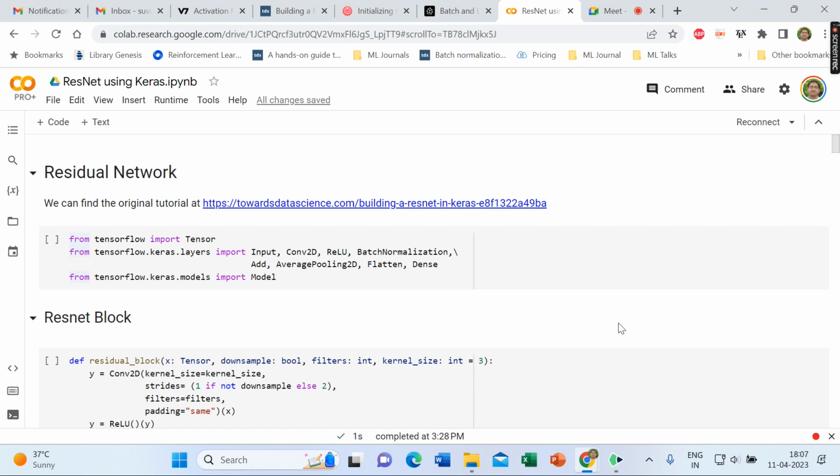Today in this session, I will discuss the vanishing and exploding gradient problem in training deep learning models, and then I will discuss some of the techniques which are used to reduce the vanishing and exploding gradient problem. Okay, so let me start.